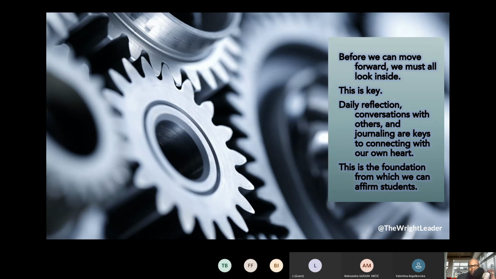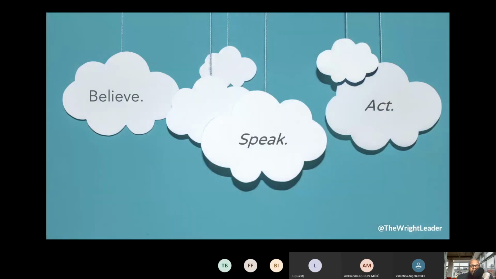Either with pen and paper, pencil and paper, or if you like to do that electronically. Some people even like to go a step beyond that and do a blog, in which they not only journal and take note of their reflections, they choose to share their reflections publicly. Those are keys.